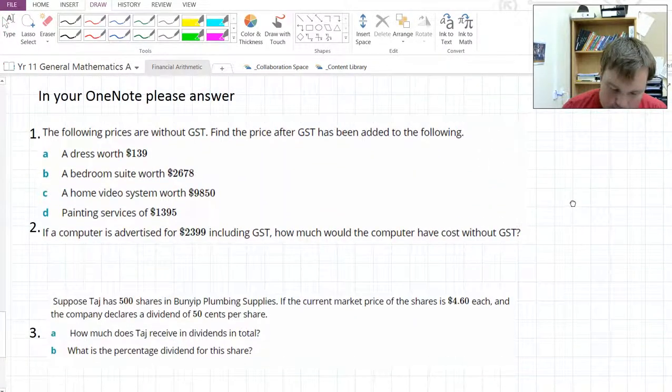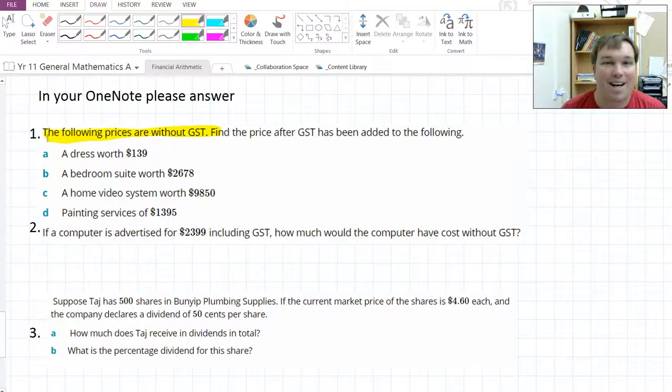Can you try those ones on your OneNote? The following are prices without GST. Calculate the price after GST will be added, so essentially increase all of them by 10%. If a computer is advertised for that amount, what would the computer have cost without GST? Divide it by 11.